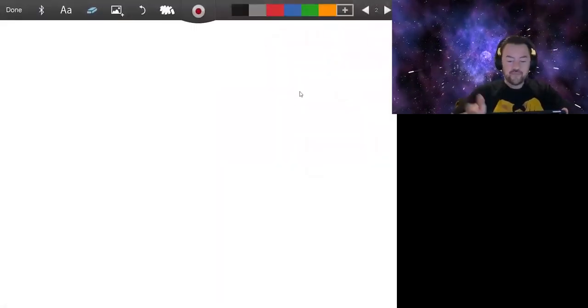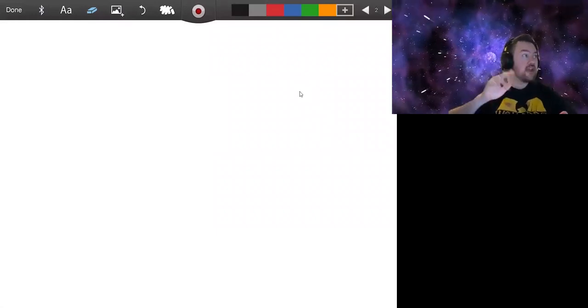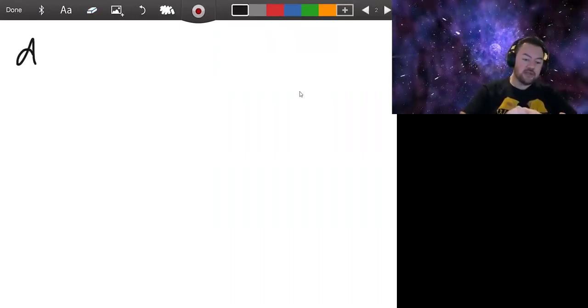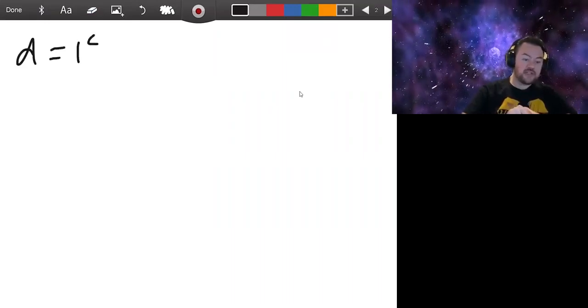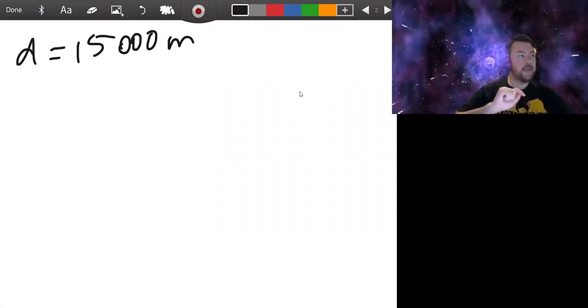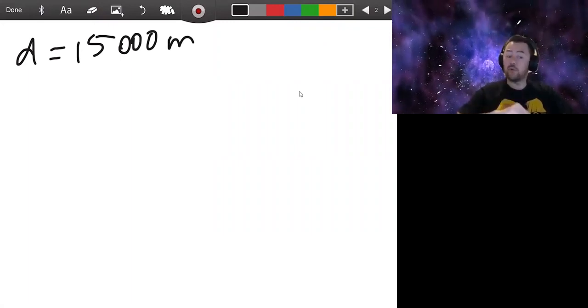All right, so let's do this. So I have 2 massive objects which measure from their centers, from center to center, a distance of 15,000 meters apart. All right, and object 1 has a mass of 1 million kilograms.